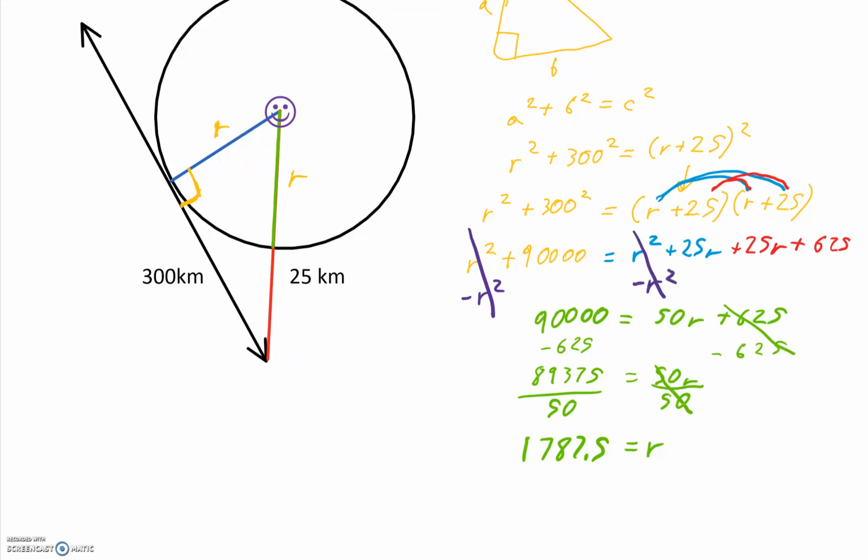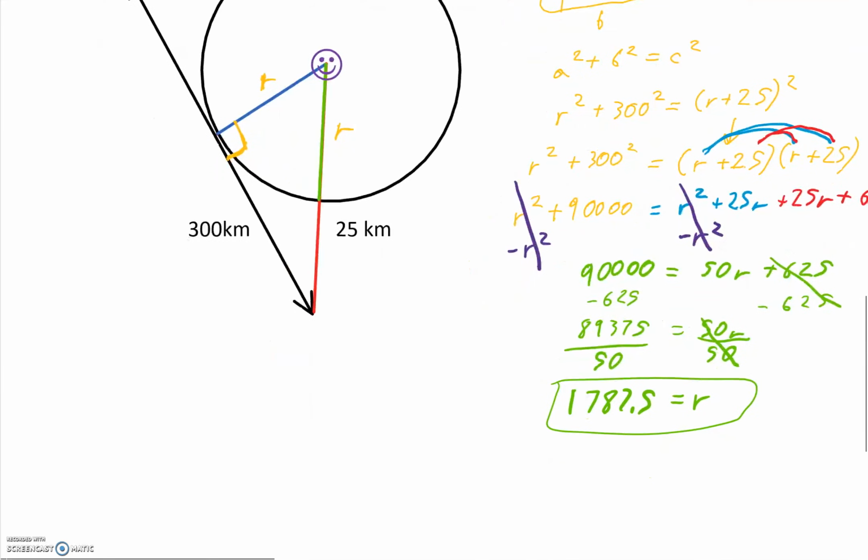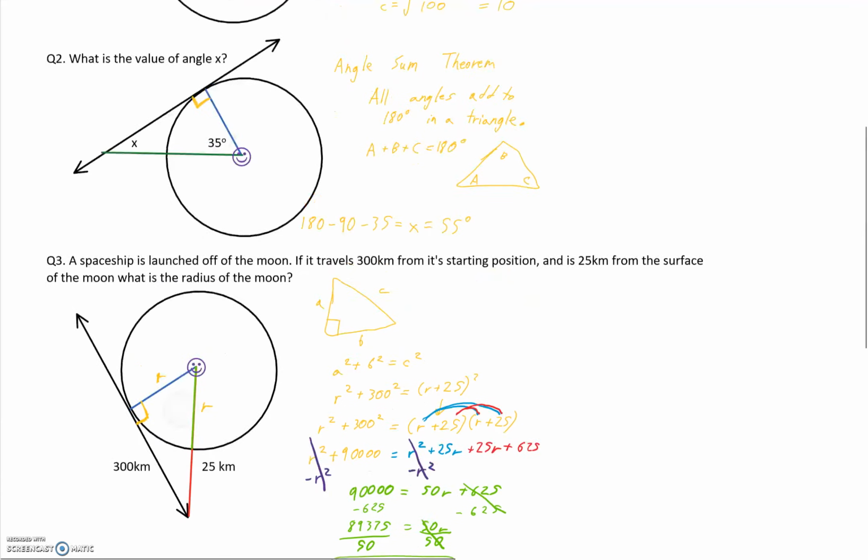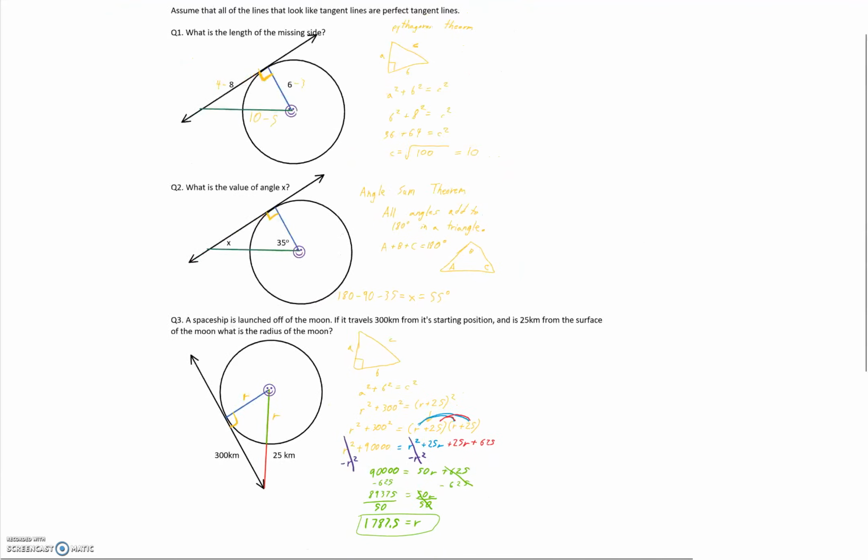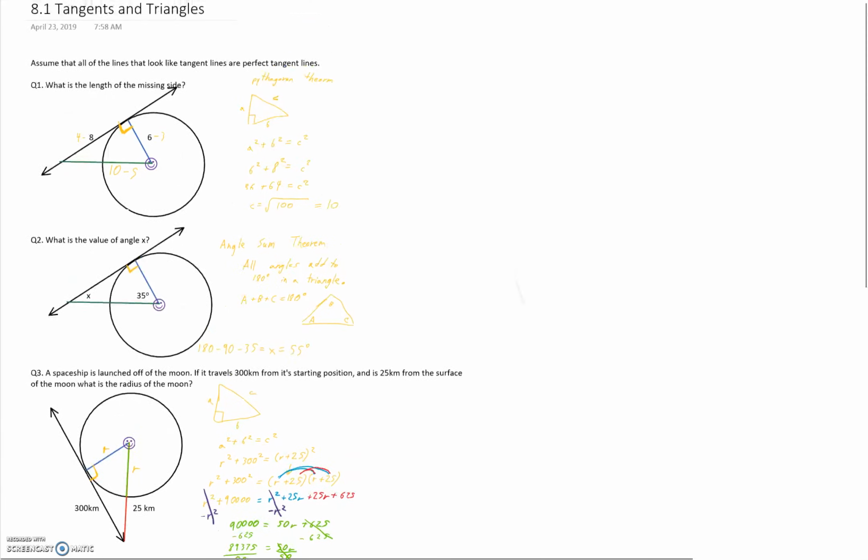And what's interesting is our calculator doesn't really show this very easily. Even if you plug this in, it's not going to quite get it because it's going to be rounding errors and stuff. This is the only way to do it nicely by hand. So this is r here, and this is our answer. So I hope that video helped, and good luck with tangents, Pythagorean, and angle sum.